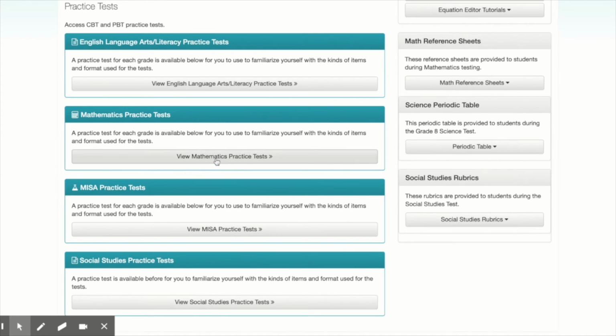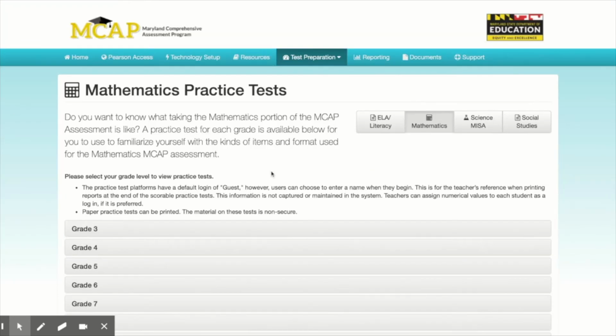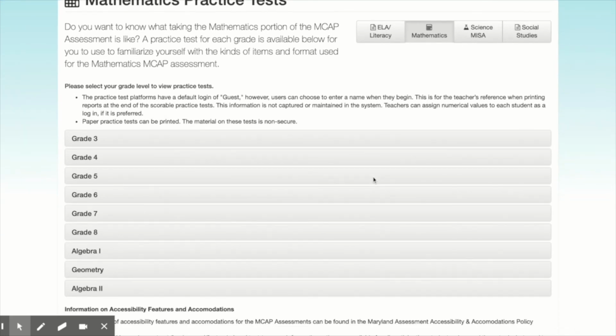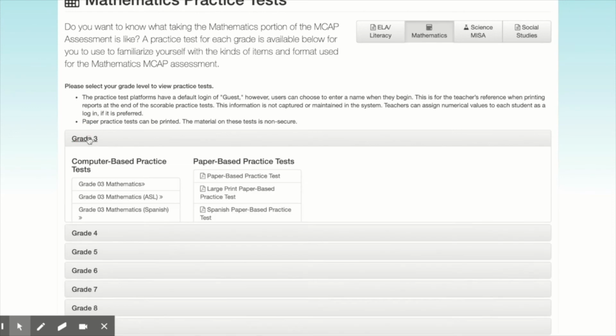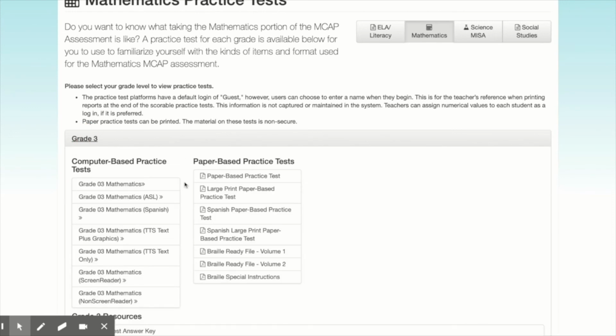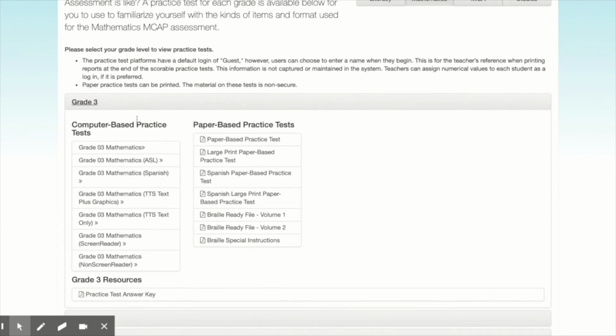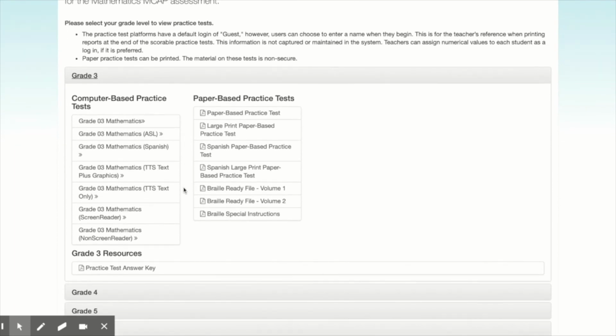But since this is Count on Us and we know we're focusing on math, let's look at math. Now, all different grade levels. We have grade 3 all the way up to algebra 2. Let's look just at grade 3 to see how we can access this. So you're going to click right on grade 3. They give you two different columns, computer-based test along with paper-based test. We are going to look at the computer-based test.